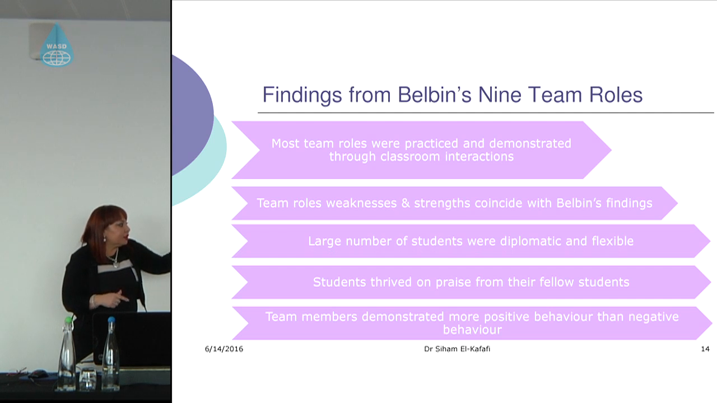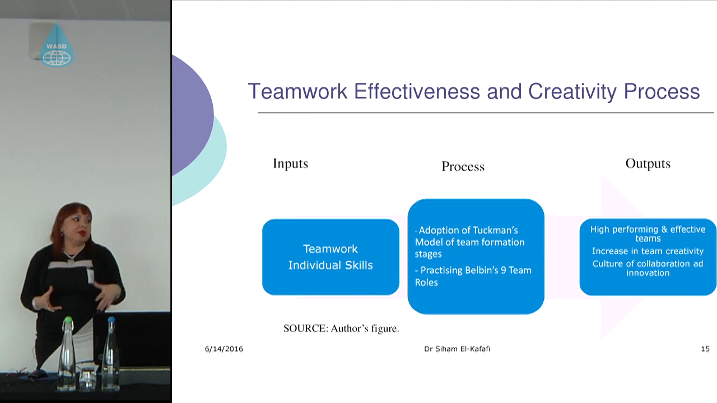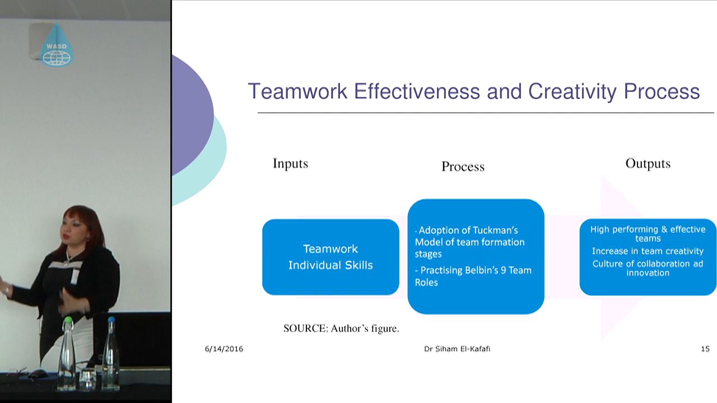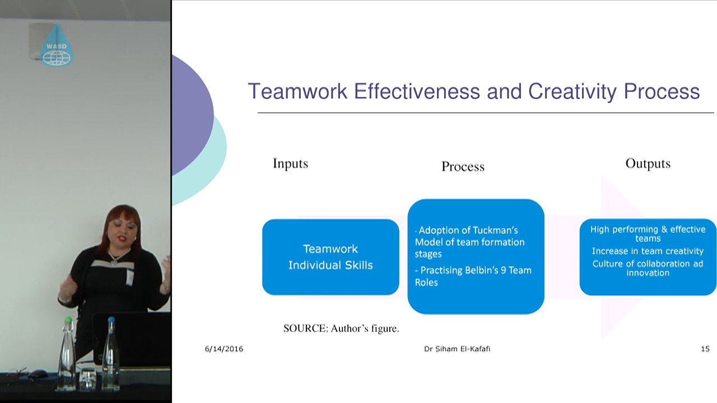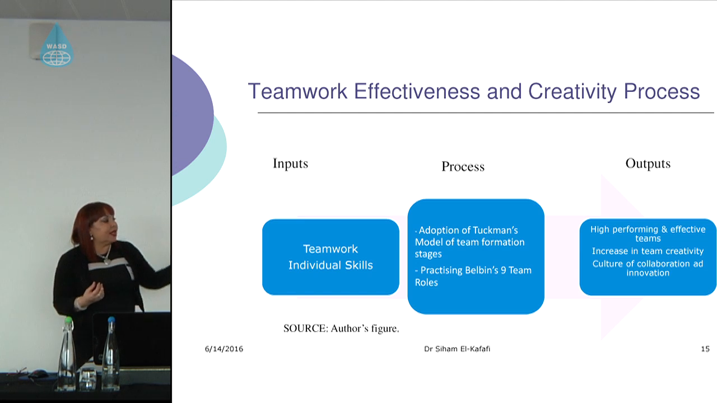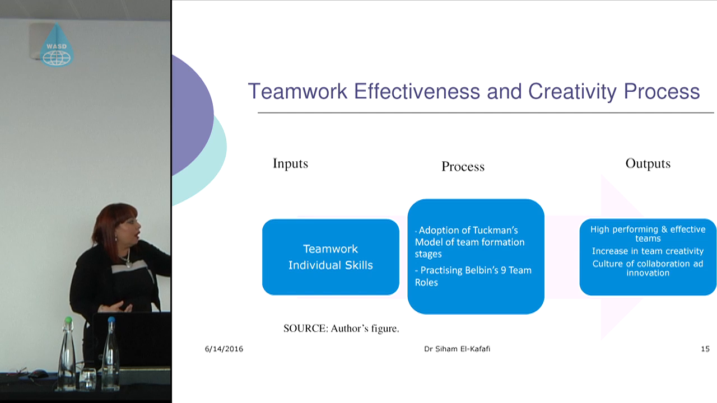And then the team members demonstrated more positive behavior than negative behavior. To sum that up, I came up with this process. If we pass through it, you will come up with the following. The inputs: you're putting in your teamwork, all the individual work. You go through the process of adopting those 2 models that I have introduced you to and practicing them in actual real life. Automatically, the output is going to be a high performance and more effective team. And also, it's going to show you an increase in team creativity and a culture of collaboration, more innovation.